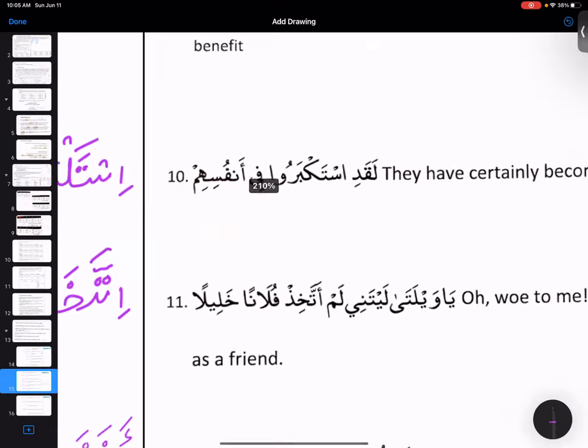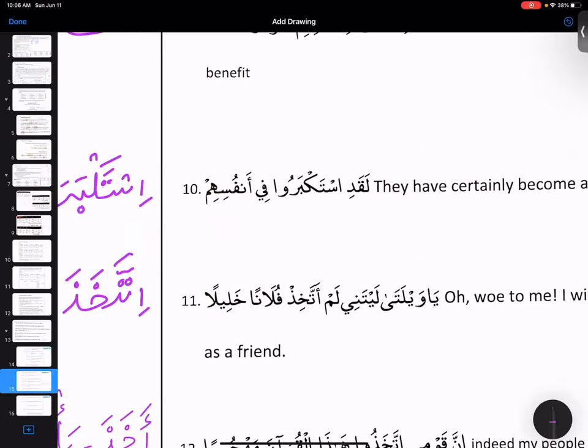10. لَقَدْ اسْتَكْبَرُوا فِي أَنفُسِهِمْ. So, what is about it? Like, la is a harf of emphasis. How are you going to label the qad? Qad is called harf tahqiq.